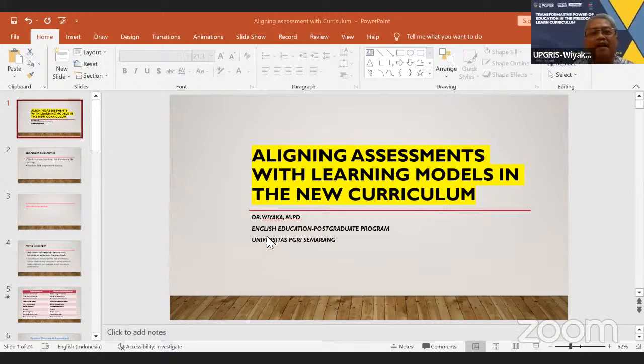So finally, I decided the title for my presentation is Aligning Assessments with Learning Models in the New Curriculum. I think the content is just the same, not declining from what was suggested by the department, that I should talk about assessment, especially in the context of the new curriculum, the Freedom to Learn curriculum.